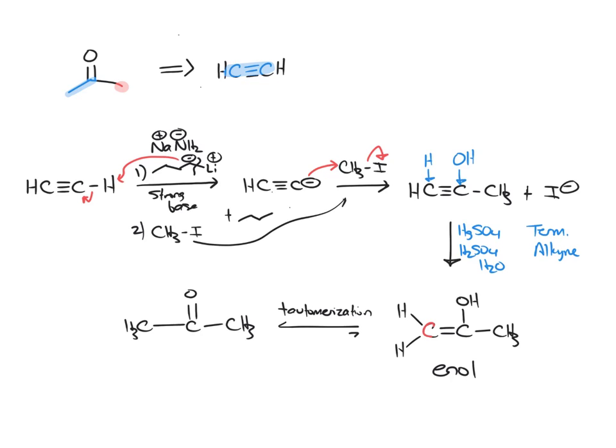So this carbon becomes a CH3. The carbon with the alcohol becomes a C double bond O. And if we write this as more of a bond line structure, we have our target.